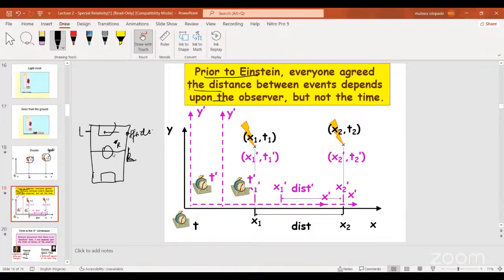And that was the reason why FIFA had to introduce the VAR to resolve that problem, because the distance between events depends upon the observer. So the distance the player moves from here to here before he was offside, as seen by the linesman here, will be different as seen by the referee and as seen by the linesman that is here. So that was before that.